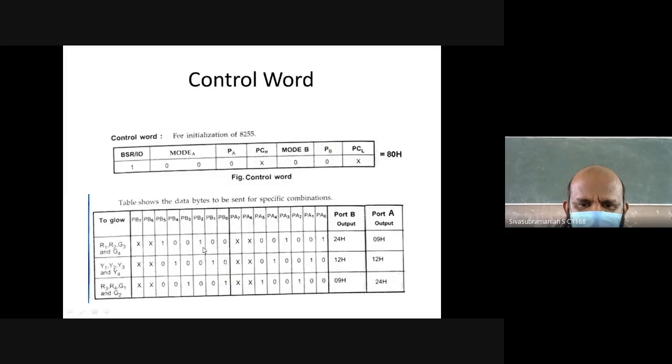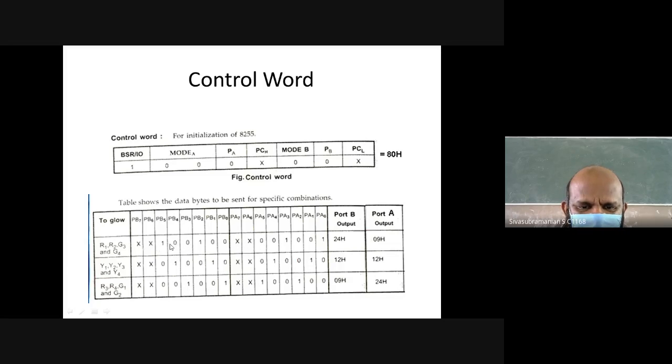Now, PB3 and PB4, PB2 and PB5 are connected, right? And similarly for R1 and R2, PA0 and PA3 are connected, right? So now if you look at the word statement here, split this into 4 bit and 4 bit.